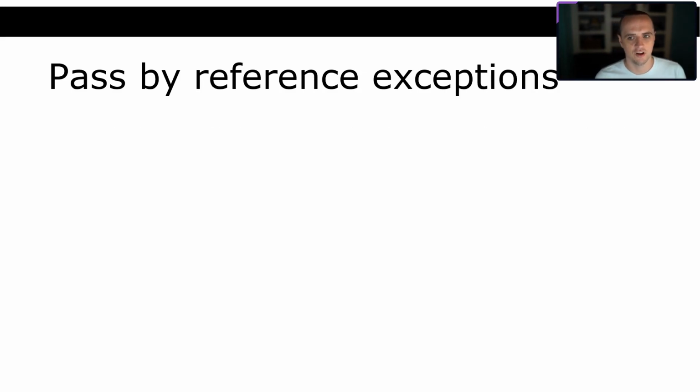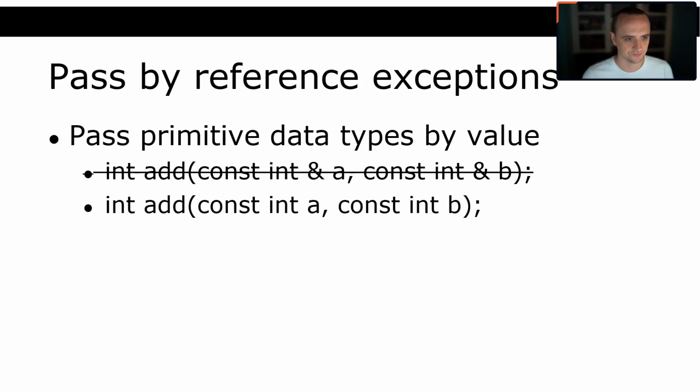So there are some exceptions to passing by reference, okay? You pretty much always want to pass primitive data types by value. So I said pass by const reference if possible, unless your data is a primitive data type or a data type which is under like 8 bytes in size. So I would not say int add const int reference a, const int reference b. I would just pass in the ints a and b.